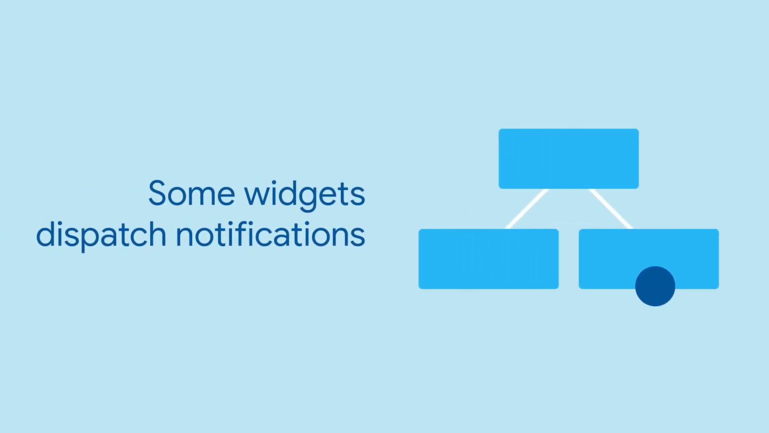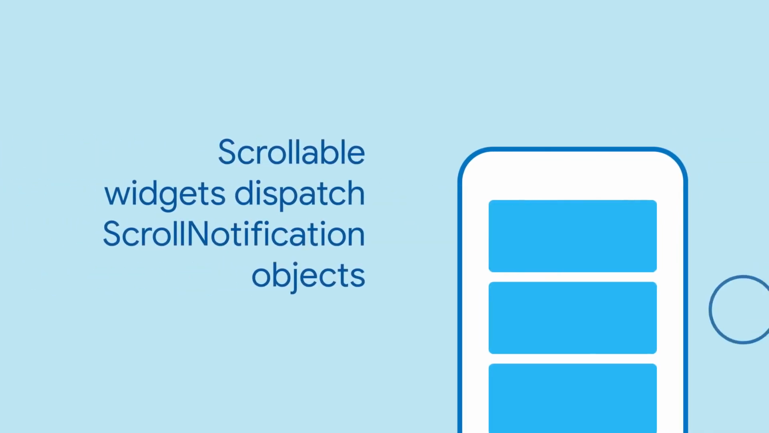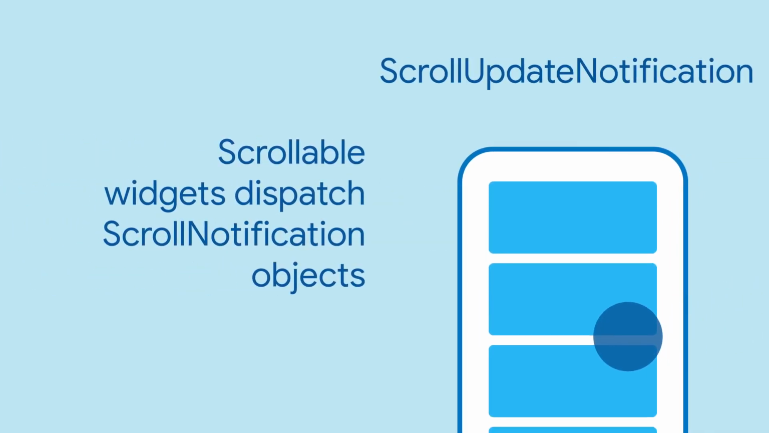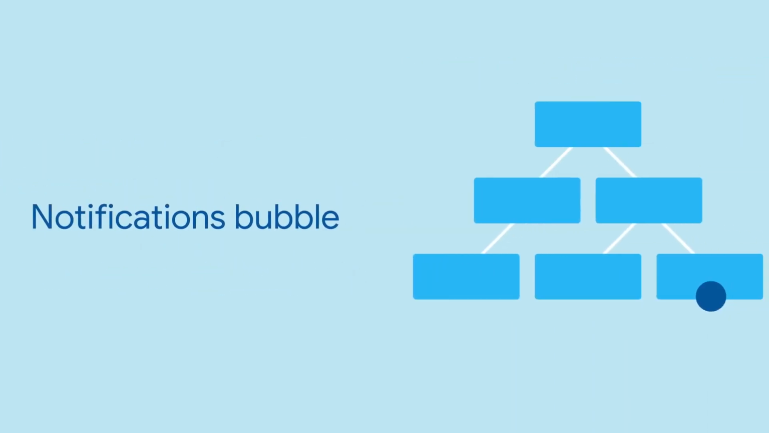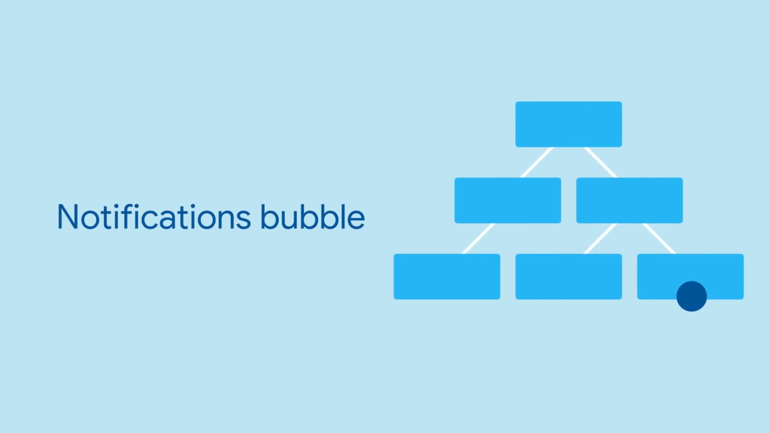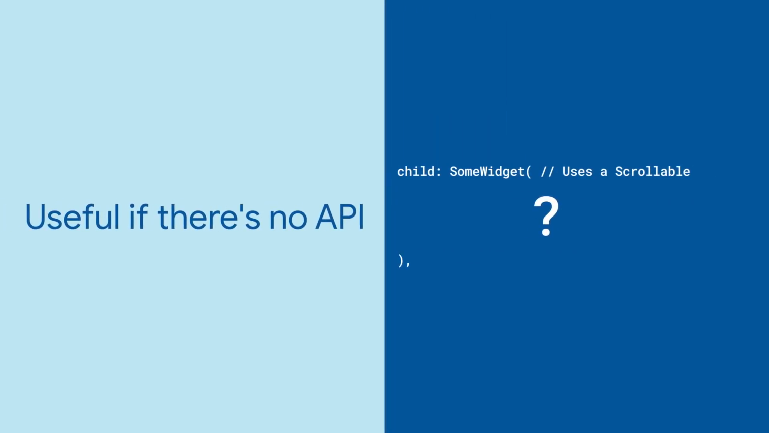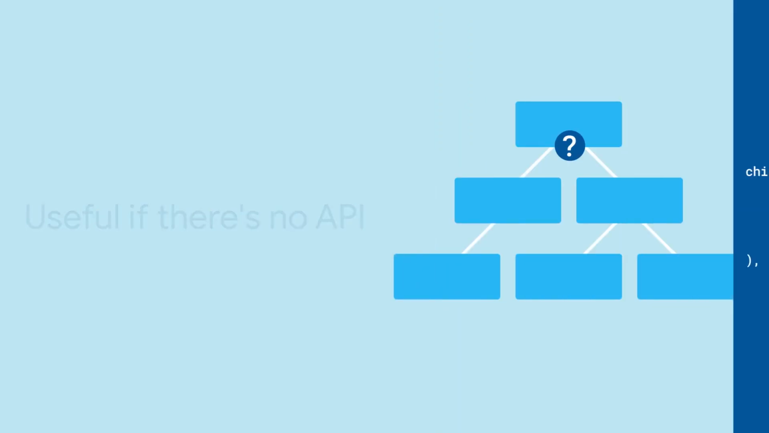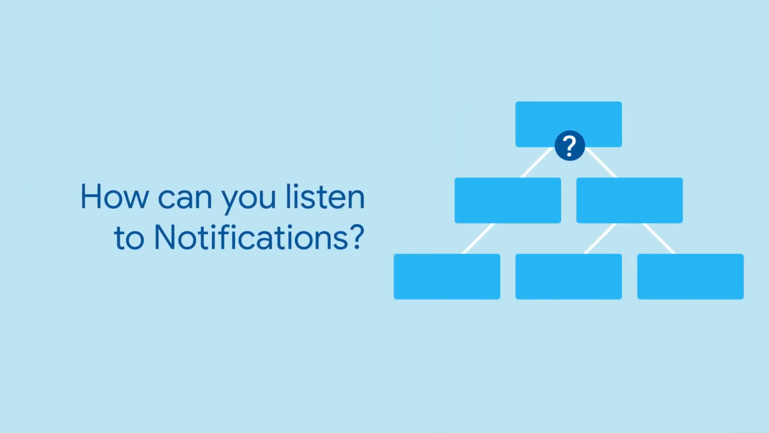Did you know that some widgets dispatch notifications? For instance, scrollable widgets like ListView dispatch scroll notifications. Notifications bubble up the tree, visiting each ancestor widget, unless they're handled somewhere along the way. You might need to handle notifications if you're using a widget that has a scrollable in it, but it doesn't expose callbacks. So, how can you listen for these notifications?